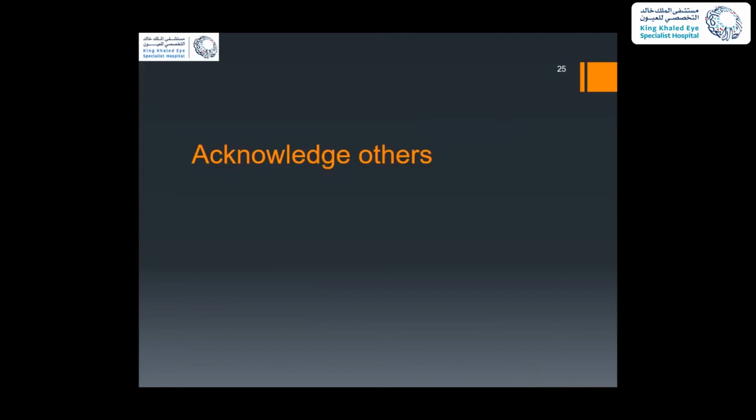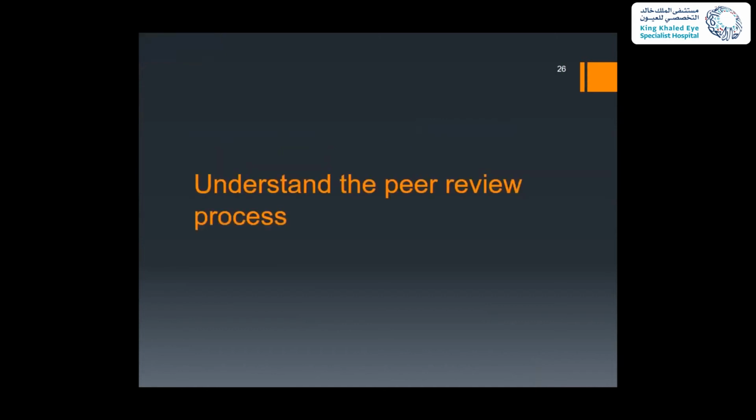Acknowledge others. We often don't acknowledge the people who contribute to the different steps of a study, and there are so many people. In a big study, there will be 20 or 30 people helping you at different levels. So try to acknowledge them. Understand the peer review process.